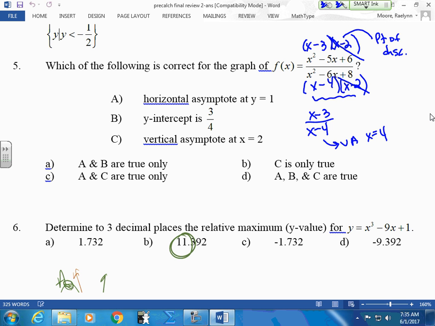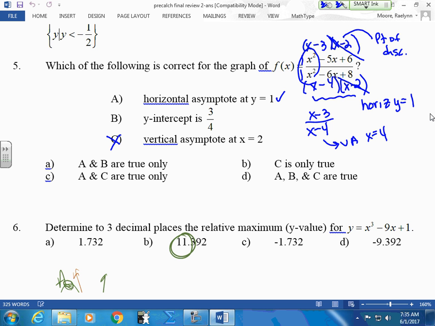So this one's wrong. It has a horizontal asymptote. The power in the numerator is the same as the power in the denominator. So we make a ratio. So our horizontal asymptote is going to be y equals 1 over 1, or 1. So this guy looks good.